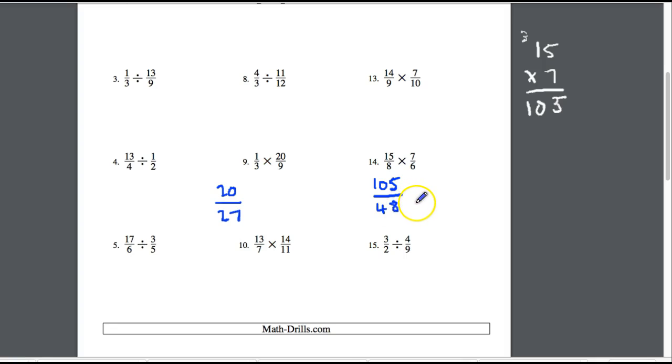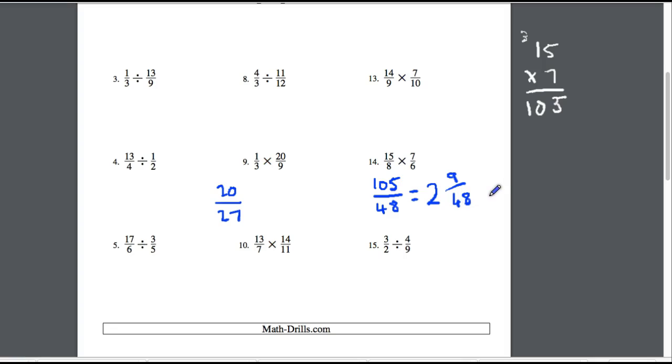Oh, can that simplify any further? God, you're testing my ability. I do know that 48 goes into 105, so let's do that first. It goes in 2 times, because 2 times 48 is 96. So that means we have 96, 9 remaining. 9 over 48.